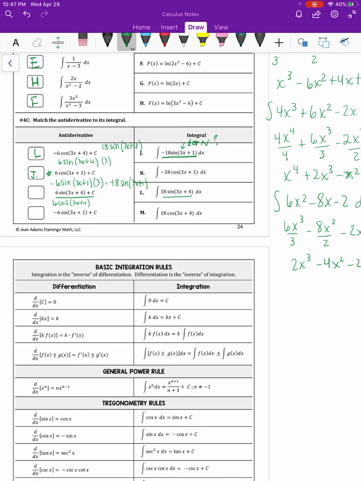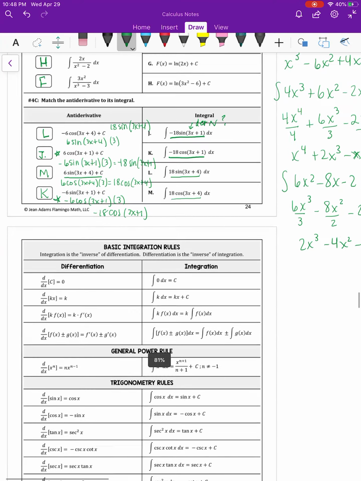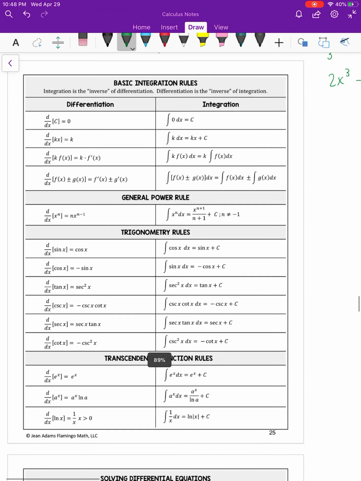If I was taking the derivative of this next one, derivative of sine is cosine. So this is 6 cosine of 3x plus 4 times the derivative of 3x plus 4, giving me 18 cosine of 3x plus 4. And there's your 18 cosine of 3x plus 4, m. And then if I was taking the derivative of this one, the derivative of sine is cosine, so this is negative 6 cosine of 3x plus 1 times the derivative of 3x plus 1, which is 3, giving me negative 18 cosine of 3x plus 1. Negative 18 cosine of 3x plus 1, this is my k.